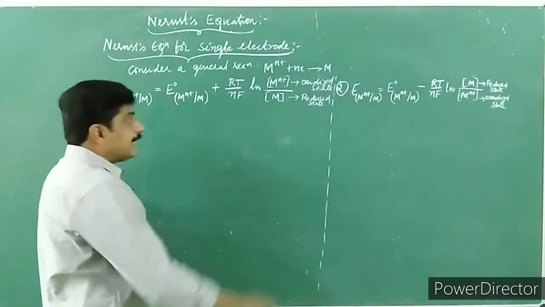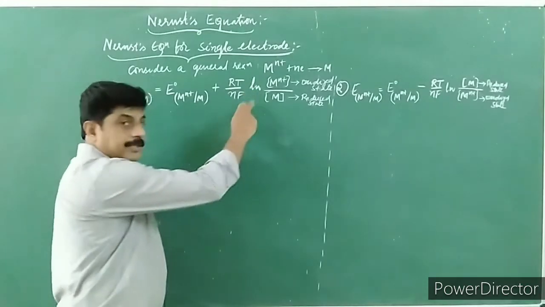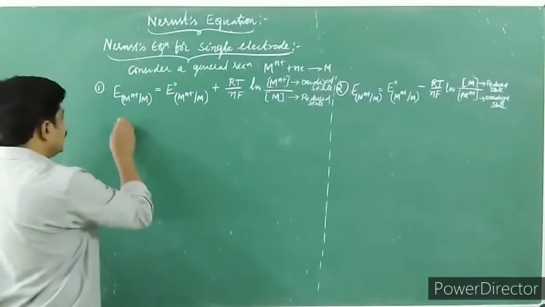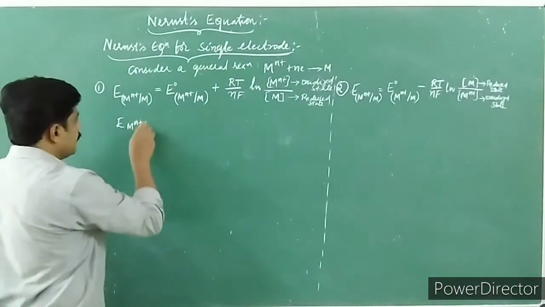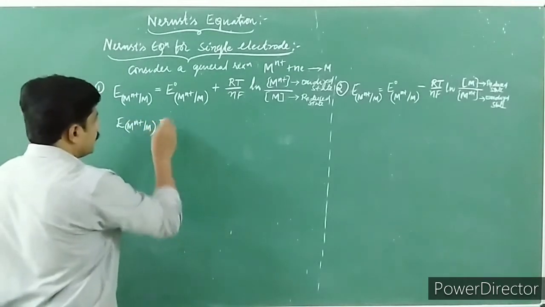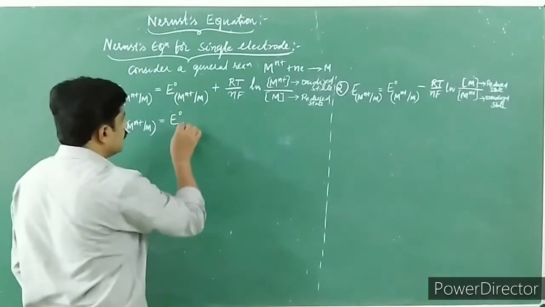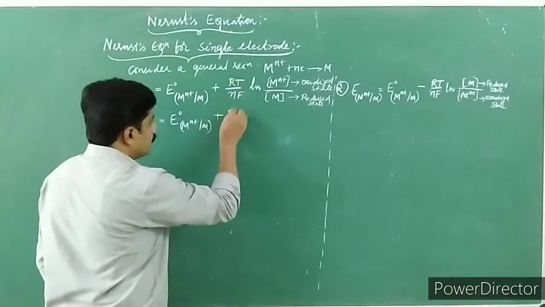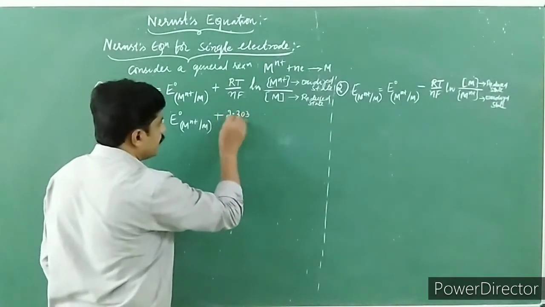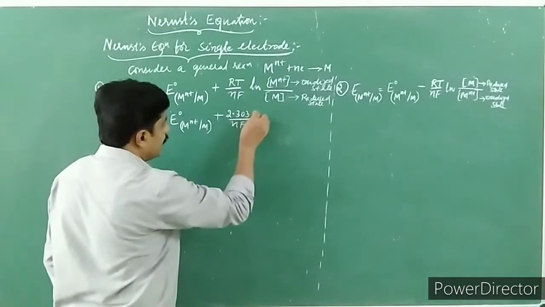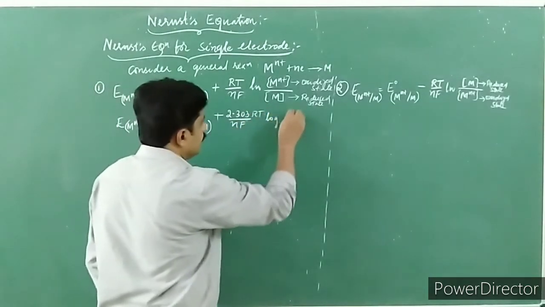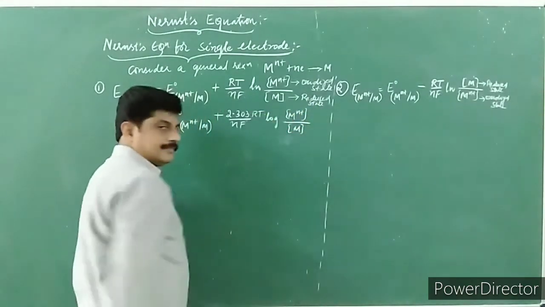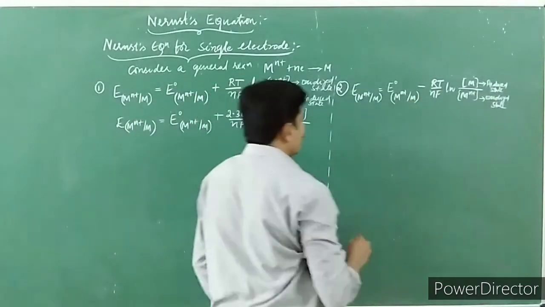Children, let me convert natural logarithm into logarithm to the base 10. Look at here, how do I do that? E_(Mn+/M) = E°_(Mn+/M) + 2.303 RT/nF log of [Mn+]/[M], the concentration of metal ion upon concentration of metal. Hope you're getting it. Similarly, I'll change here also.